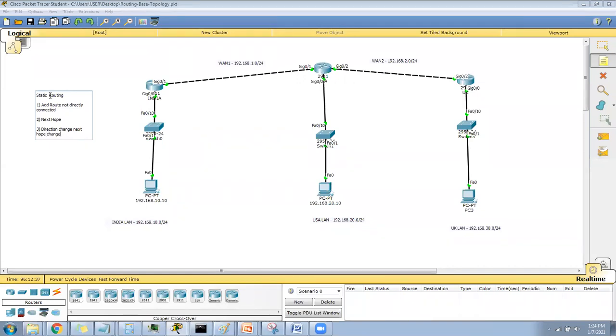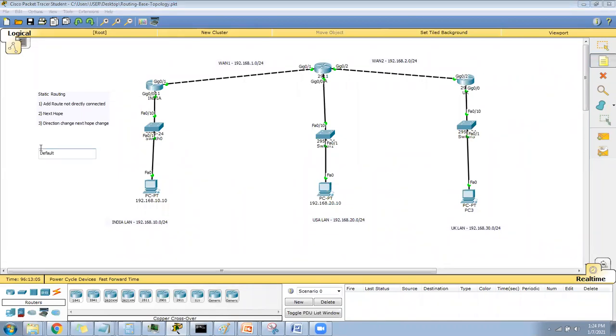That's it. So these are the points you need to remember about the static route. The direction changes here in the USA router while reaching India; it is going to the left side. So for that, the next hop is this one, and the same thing to reach UK, the next hop is this one. That's it. Now you understand static routing, and yesterday we saw default routing.